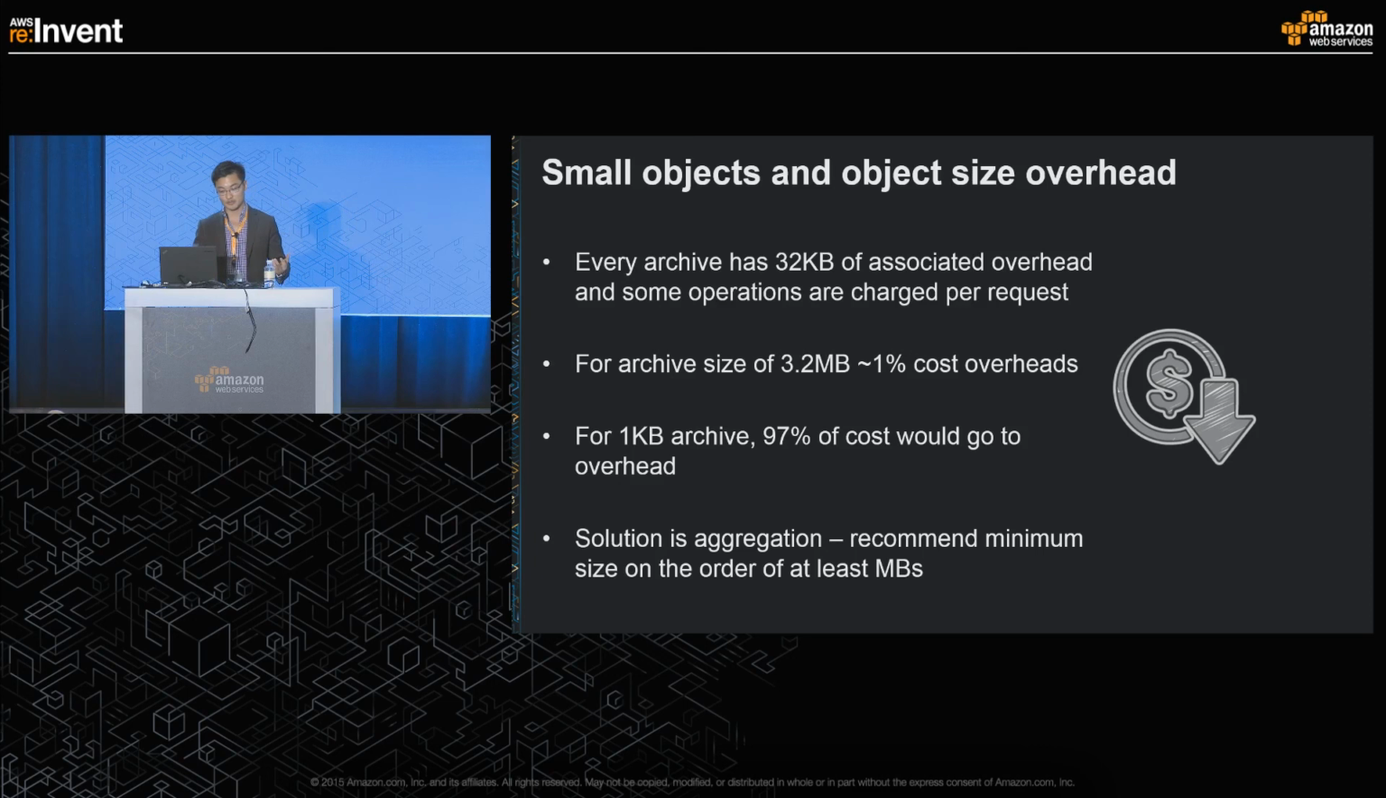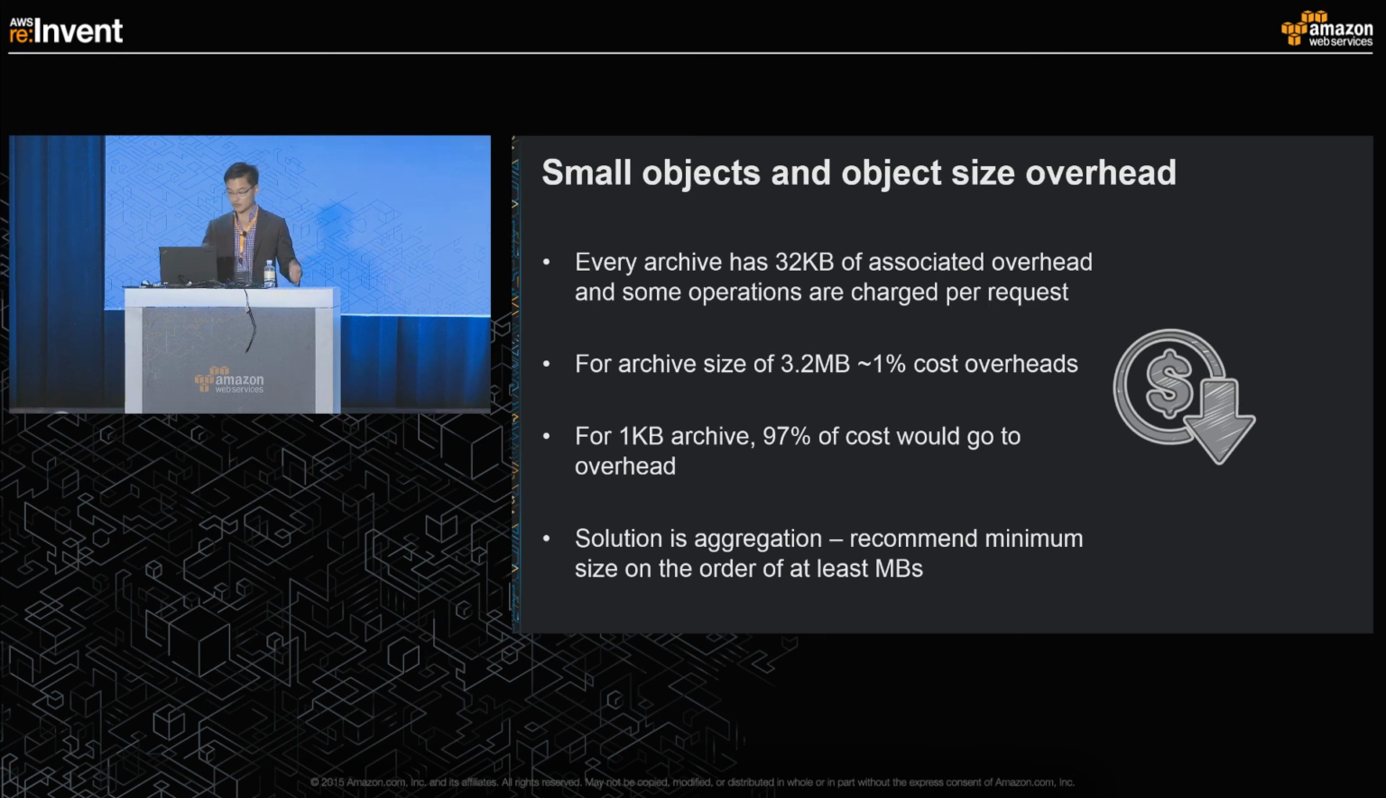I have some examples here. Because of the 32 kilobyte overhead, if your archive size is 3.2 megabytes, then your overhead is 1% of your storage, which is pretty acceptable. However, if your archive is 1 kilobyte of data, then this 32 kilobyte overhead becomes 97% of what you're paying for storage, which is not something we want you to do.